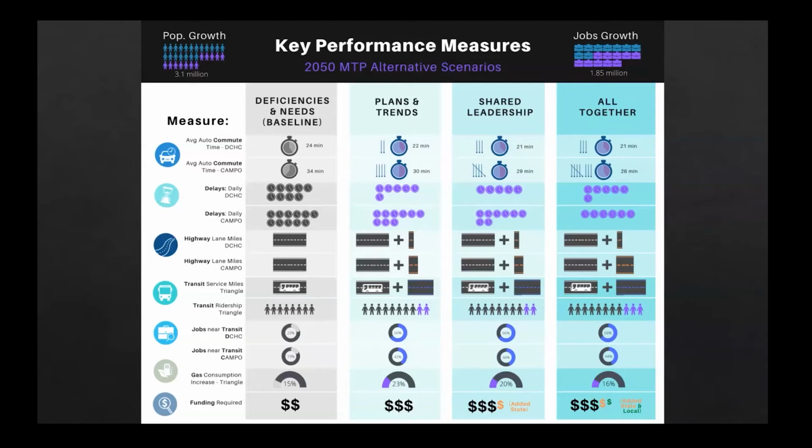One thing I didn't mention earlier that I should have is the plans and trends land use. That's all in the comprehensive plans and policies of the local jurisdictions and counties right now. For shared leadership and all together, we've made some assumptions that there be some changes to those policies. So these last two scenarios, some of the improvements you see with them, part of it is the transportation system, and part of it is that more intense, more mixed use land use, but it's incumbent on the local jurisdictions and the counties to implement that.